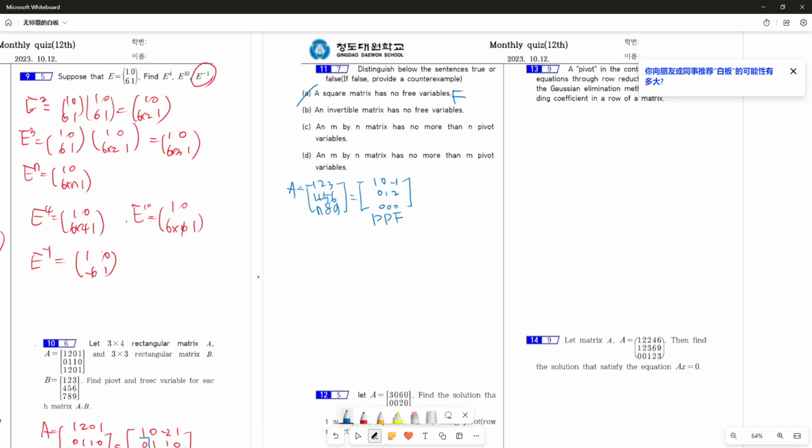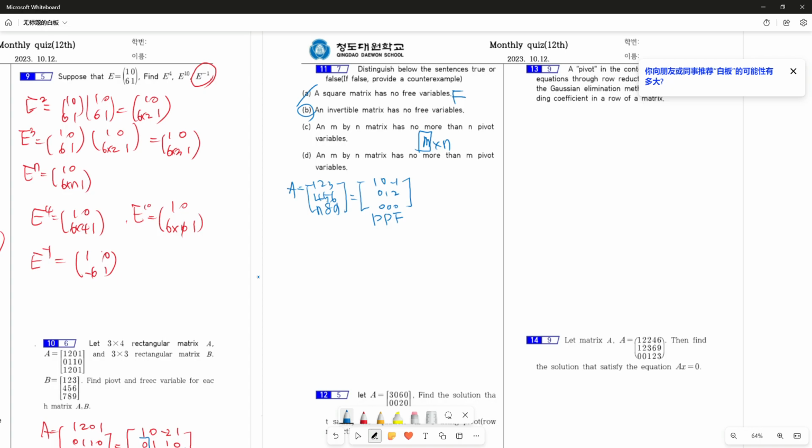And an invertible matrix has no free value. Yes, invertible means that you can get an inverse matrix. It's just like some linguistic meaning, invertible. And C is an m by n matrix.